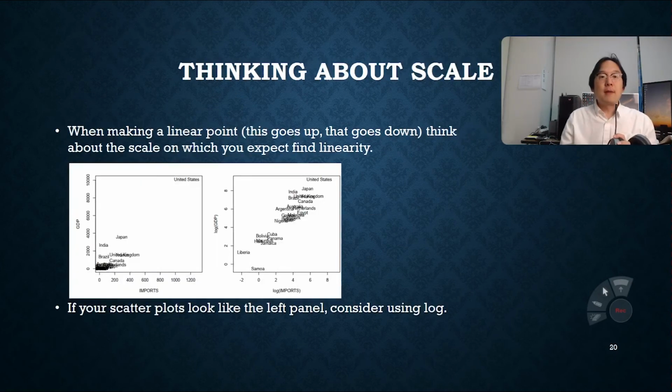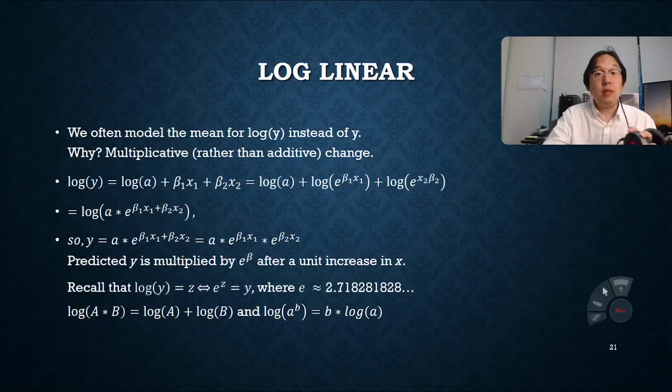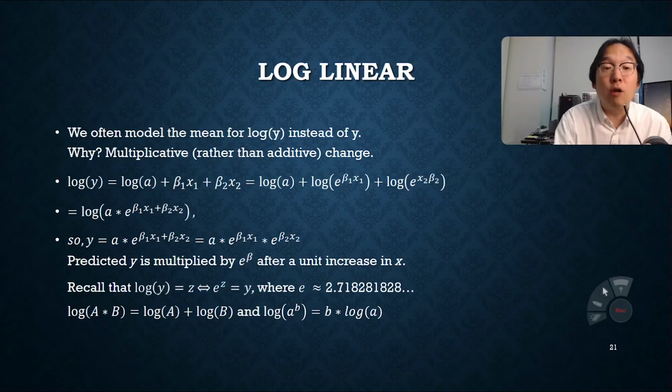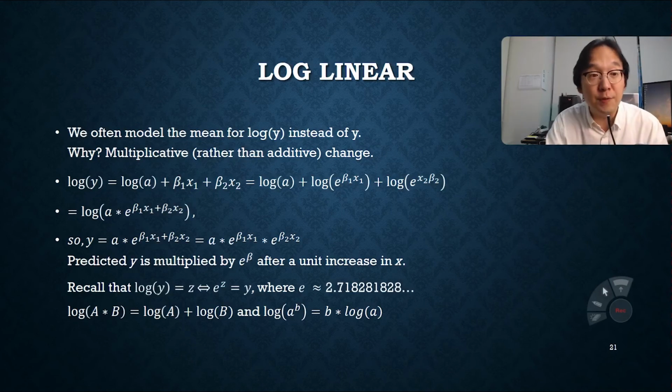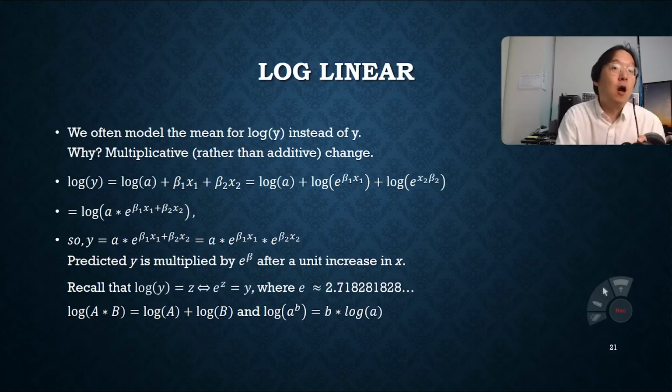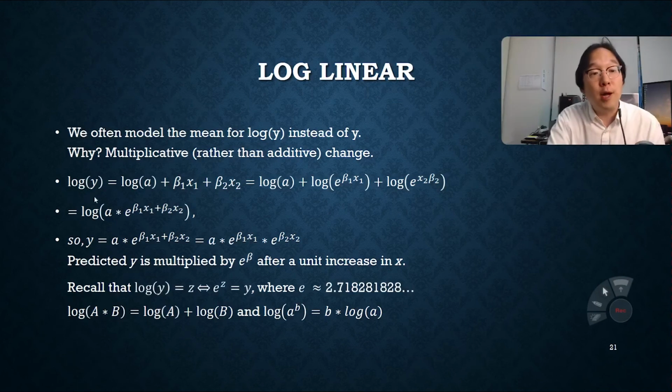All right, now log linear. We often model the mean for log of y instead of y, the dependent variable. Why? Multiplicative relation is assumed in that case. What the heck, multiplicative relation? So let's see over here. The second line: log of y should be equal to log of a plus beta 1 x1 plus beta 2 x2.